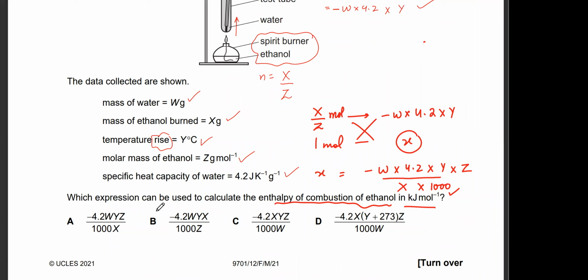Minus 4.2 WYZ or नीचे 1000X होगा. So that's going to be A. A is going to be your answer in this case. Is this clear? Yes, sir.